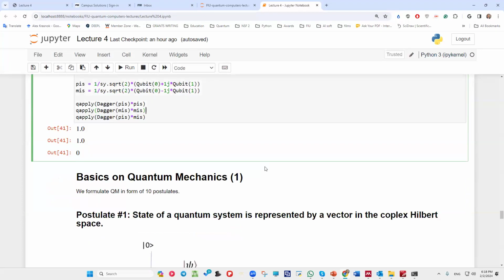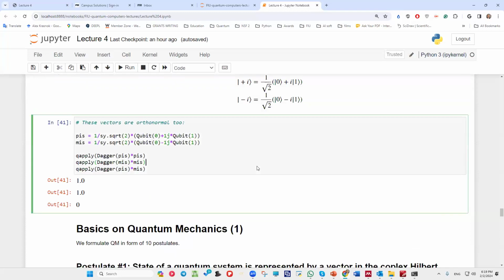Very good. So, do you have any questions thus far about this part?